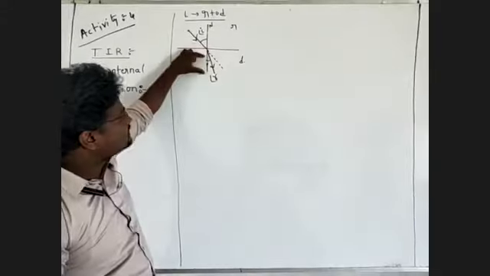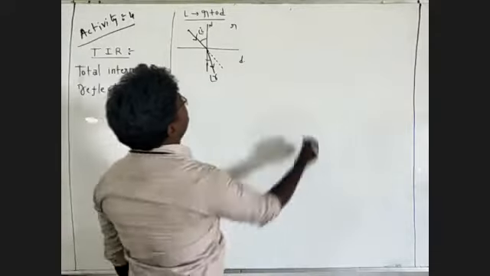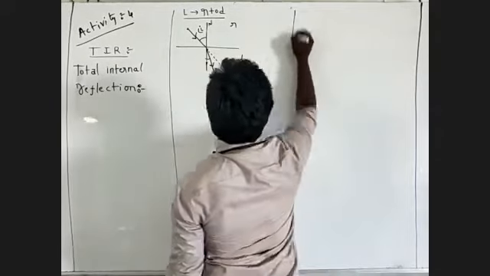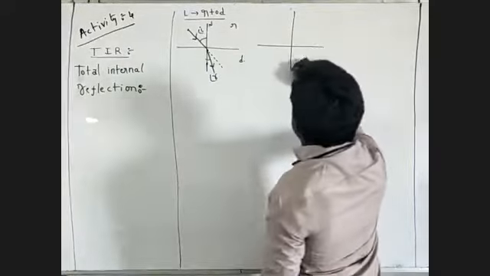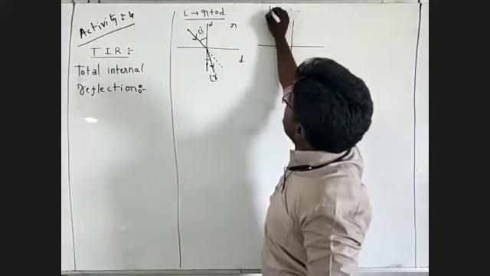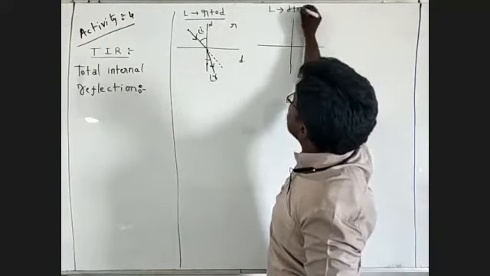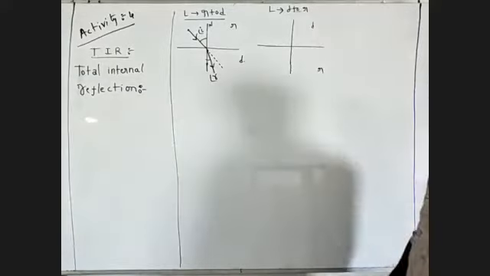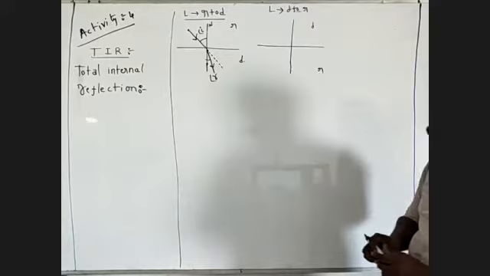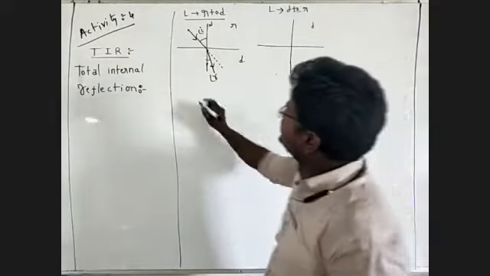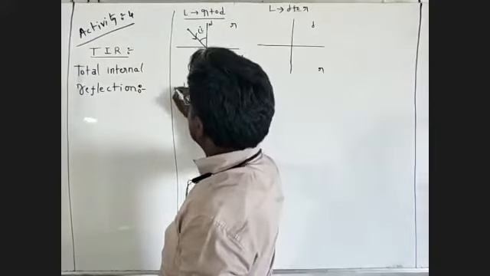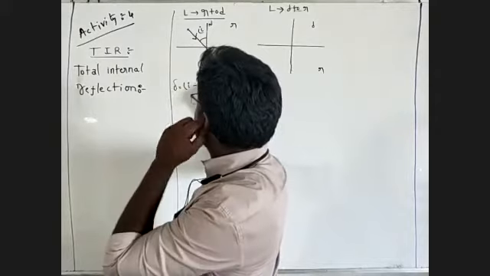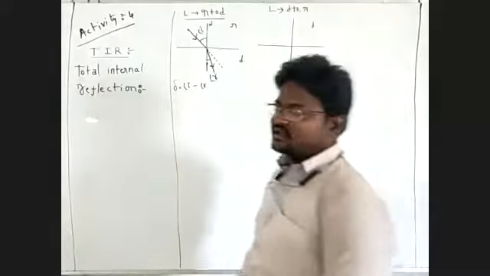Refraction bends towards the normal. Keep that in mind, it is a basic point. Next, one more point: light travels from a denser medium to a rarer medium. Light travels from here, with angle of incidence i and angle of refraction r. The angle of deviation is the angle of i minus the angle of r.